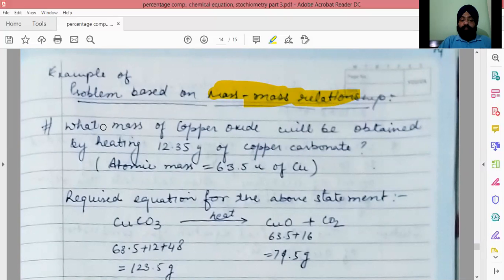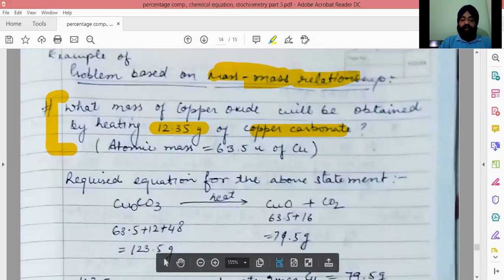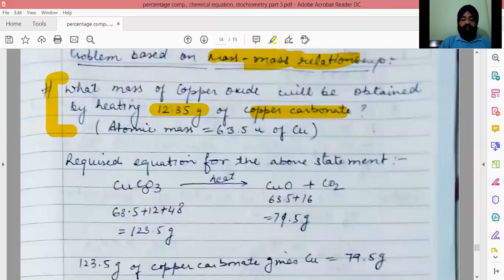The question is, what mass of copper oxide will be obtained by heating 12.35 gram of copper carbonate? The first step is to write the chemical equation of the reaction given in the question. On heating, copper carbonate gives copper oxide and carbon dioxide. Now balance this; it is already balanced.